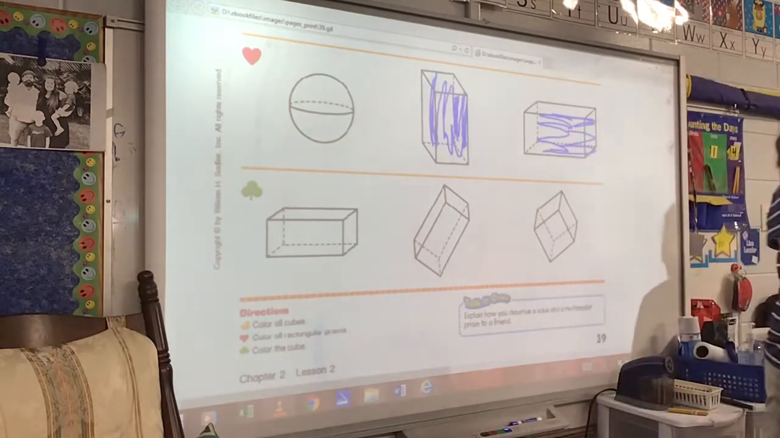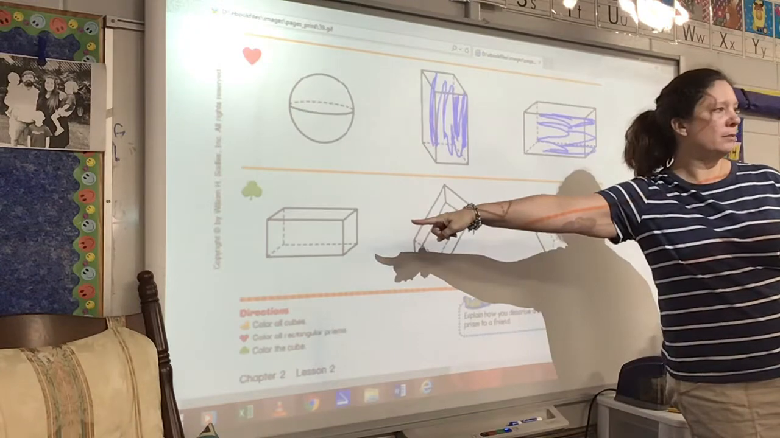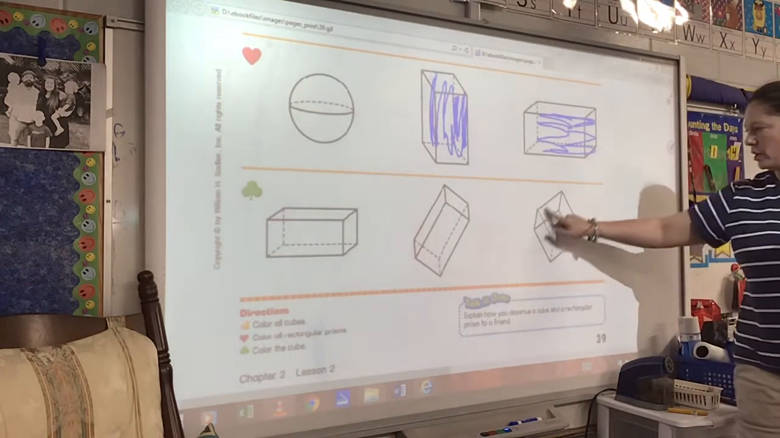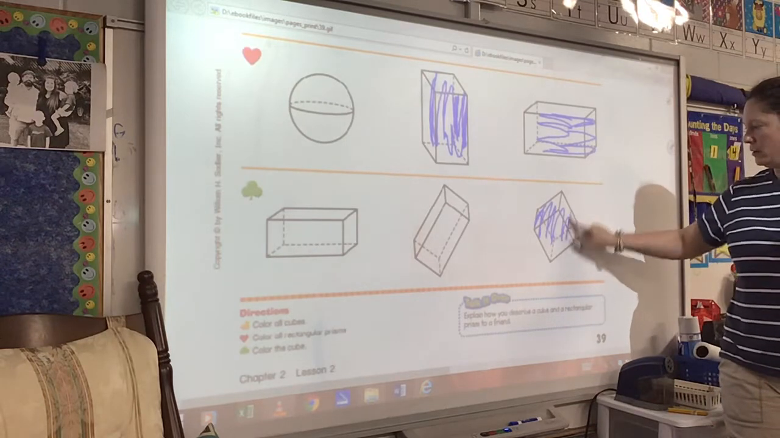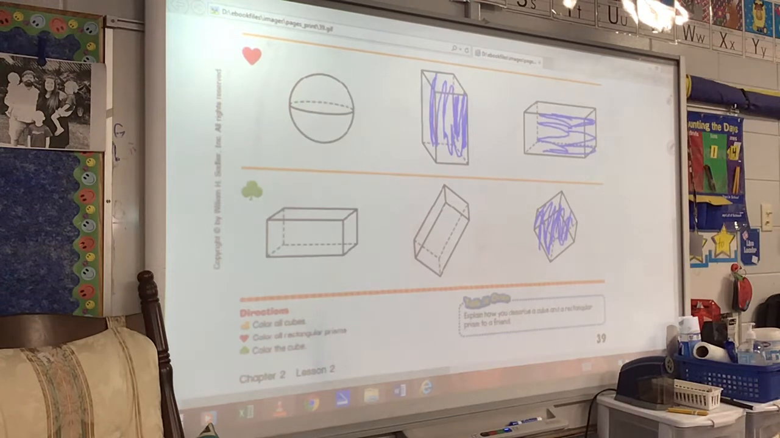I would absolutely love it if you colored the cube. Let's look. Is this one a cube? No. Is this one a cube? No. Is this one a cube? Yes. Surely is. Let's color that cube. And then you may flip on the back.